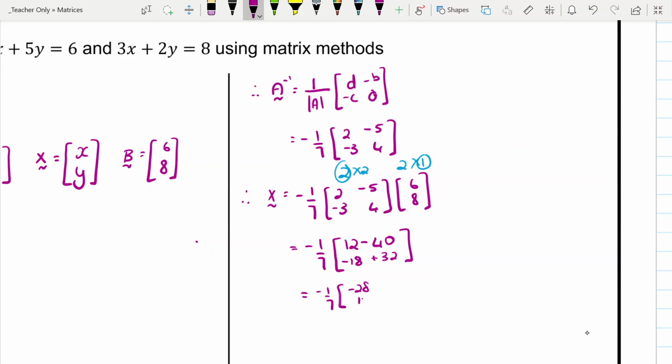and that gives me negative 1/7 times negative 28, 14, and because we're solving for X, we're actually going to multiply that 1/7 in, and we're going to get 4 and 2.